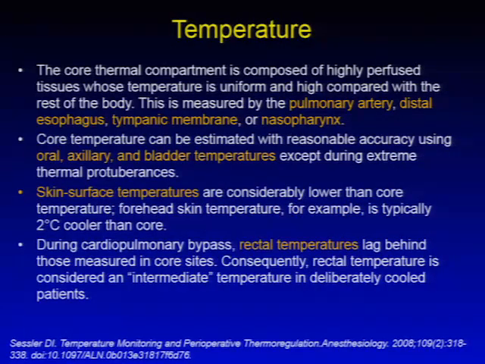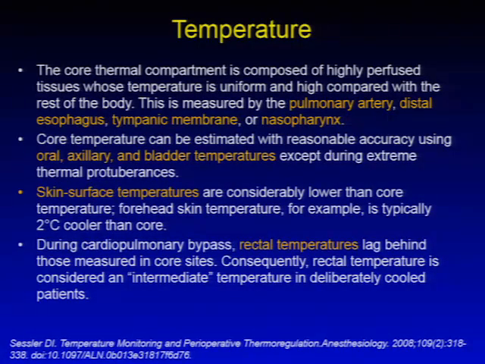So, temperature. The core thermal temperature is composed of highly perfused tissue whose temperature is uniform and high compared with the rest of the body. This is measured by pulmonary artery, distal esophagus, tympanic membrane, or nasopharynx. And then core temperature can be estimated with other modalities, including oral and bladder temperature.